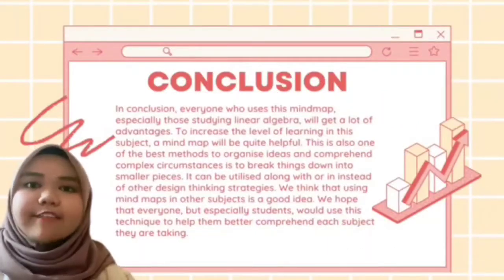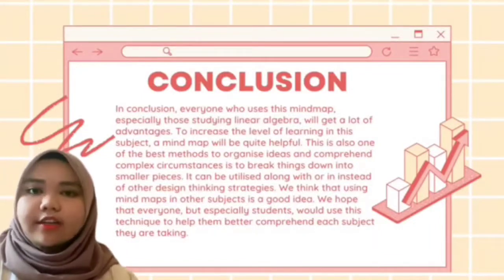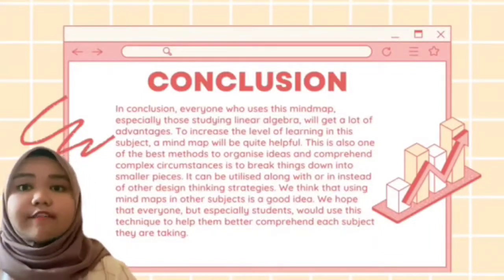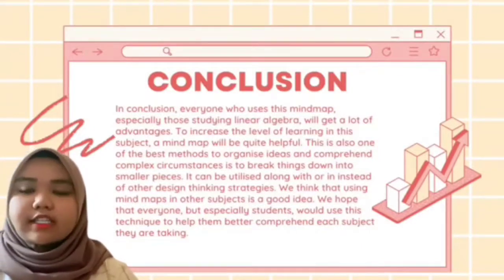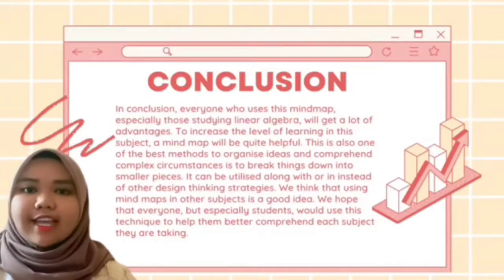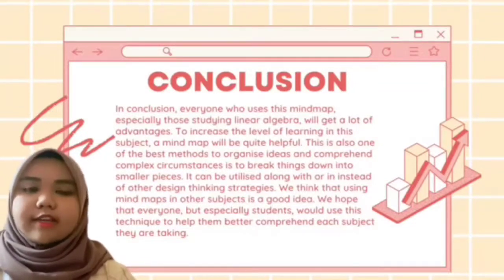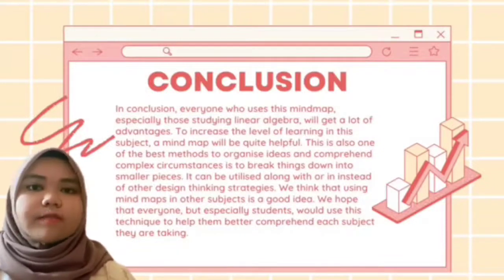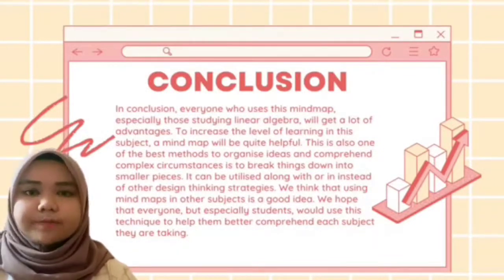In conclusion, everyone who uses this mind map, especially those studying linear algebra, will get a lot of advantages. To increase the level of learning in this subject, a mind map will be quite helpful. This is also one of the best methods to organize ideas and comprehend complex circumstances, to break things down into smaller pieces. It can be utilized along with or instead of other design thinking strategies.